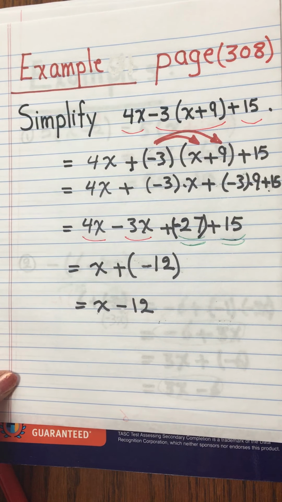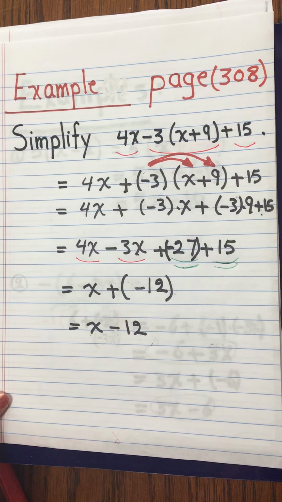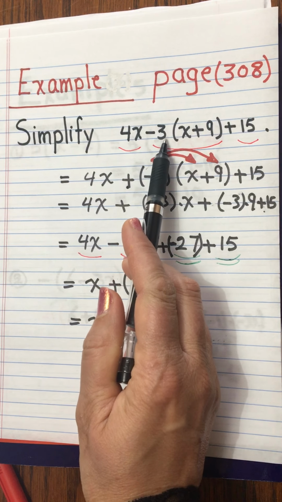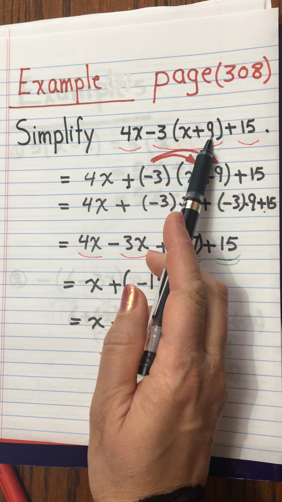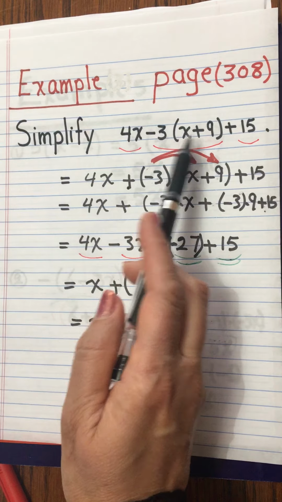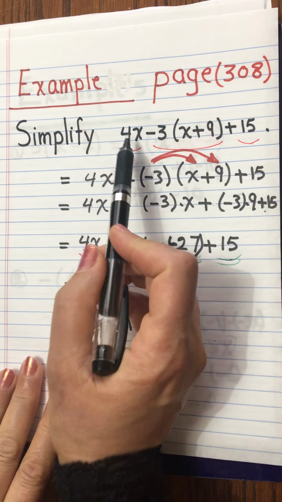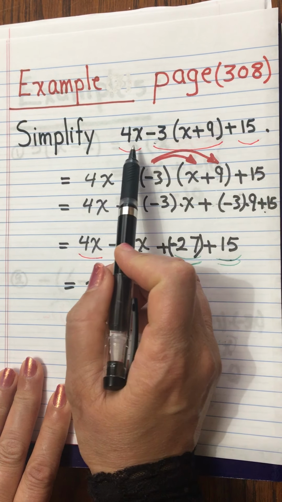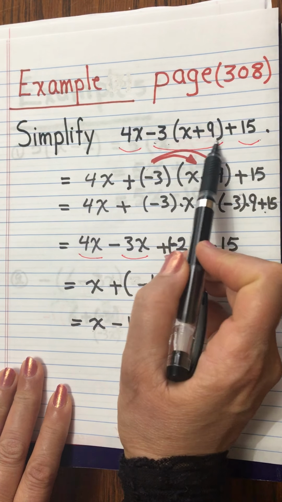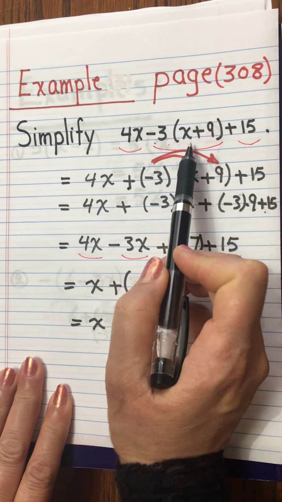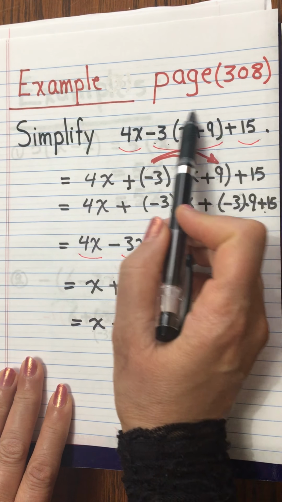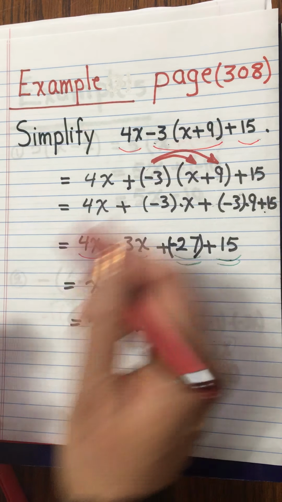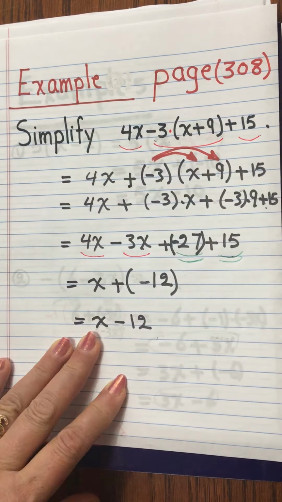Example on page 308, simplify 4x minus 3 times x plus 9 plus 15. So how many terms do you have, guys? I have one term, second term, third term. So I have 1, 2, 3. Because this term is between the negative and the positive, so this is one term, because the sign between 3 and parentheses is multiplication.